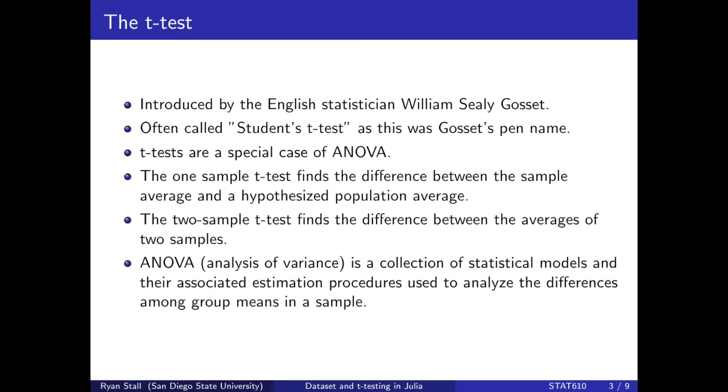The types of t-test we will be demonstrating are the one-sample t-test and the two-sample t-test. The one-sample t-test finds the difference between the sample average and a hypothesized population average. On the other hand, the two-sample t-test finds the difference between the averages of two different samples. ANOVA, or analysis of variance, is a collection of statistical models and their associated estimation procedures used to analyze the differences among group means in a sample.